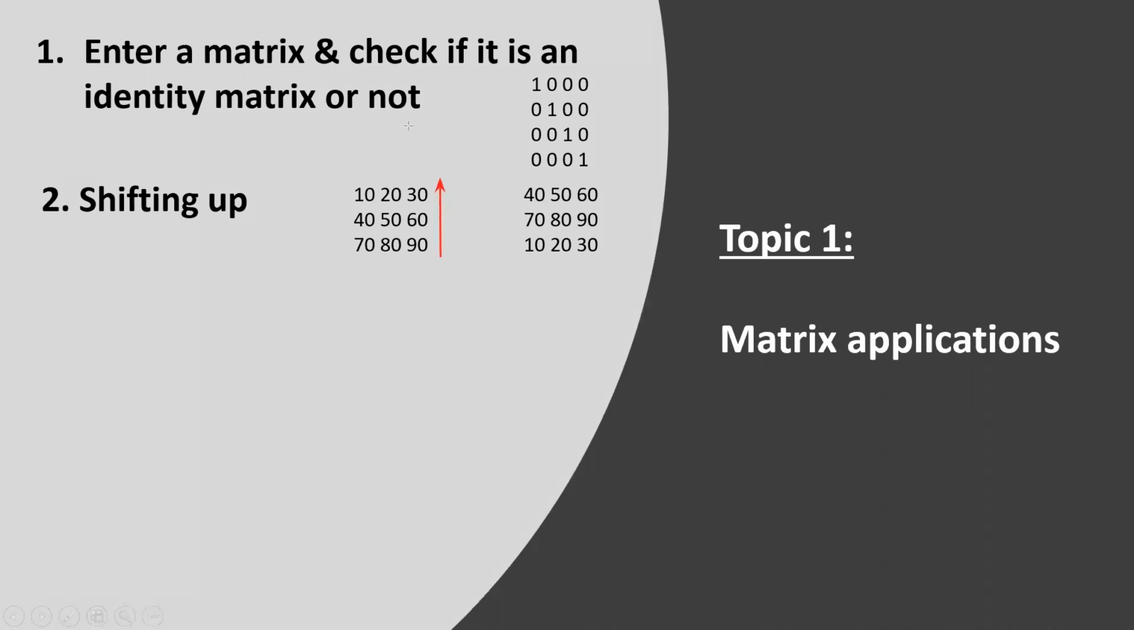So you can see 40, 50, 60, previously it was the second row and now it became the first row. Same 70, 80, 90 also shifted up here, and previously it was on the last row, but now it became the second row. And the first row moved into the last position.